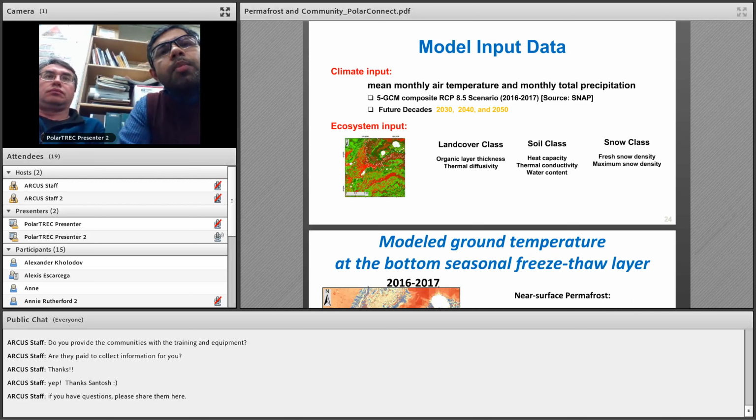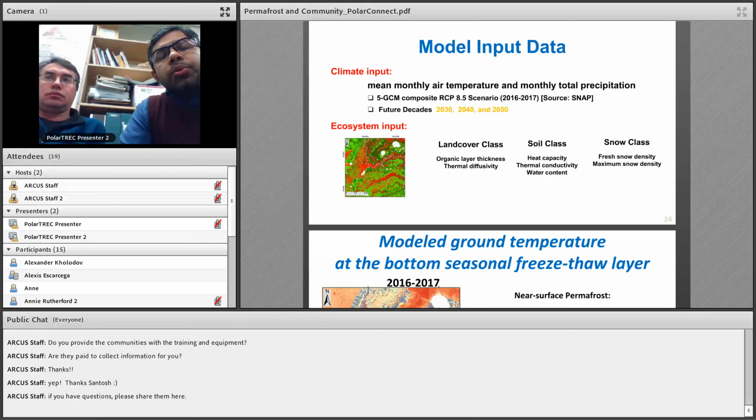To run the model, we need climate data, so air temperature and precipitation data for our study area. We are using a composite of 5 global climate models under an RCP 8.5 scenario, which is a high greenhouse gas emission scenario. The data is available from Scenario Network for Alaska and Arctic Planning, an office here at the University of Alaska Fairbanks, and they produce a variety of climate data for different applications. We are using one of their data sets, and we do plan to run it for different scenarios and different time scales. That's going to be later. As an input to this model, we also need a land cover map so that we know what the land cover is at a given pixel.